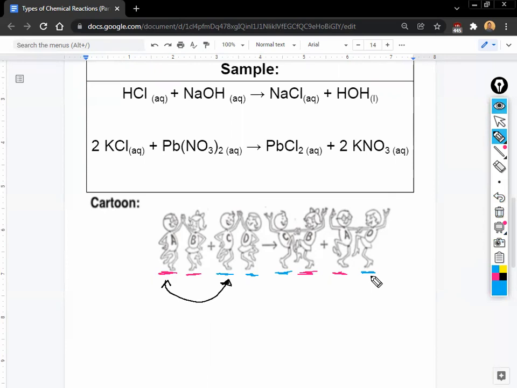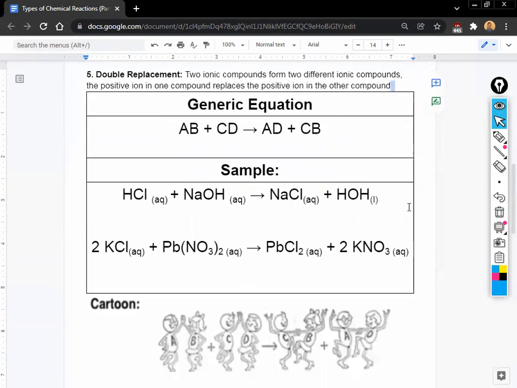Okay. Kind of weird if you ask me, but hey, it's chemistry. Some people are into that. Yeah, I'm going back up to the definition.